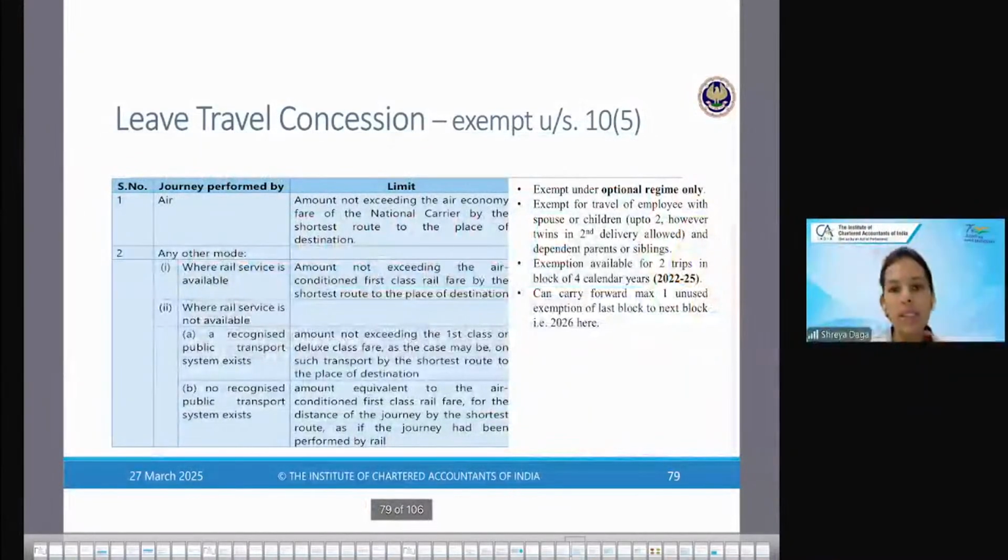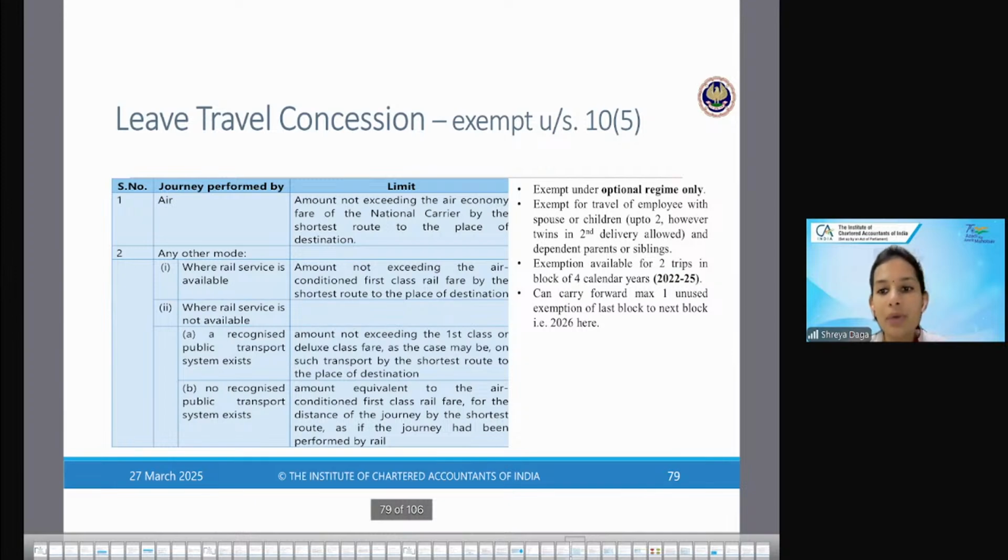Let's start. I hope everybody is back again. It's 7:19. Let's move to the next perquisite, which is leave travel concession. Leave travel concession is when you want to go on a holiday and your employer is helping you do it. So apart from just approving your leave, they are also helping you do it.